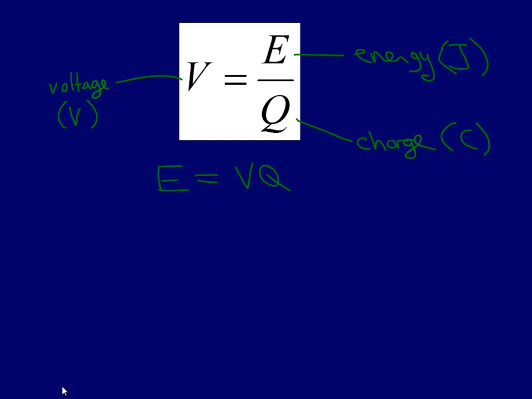What else can I get by itself? Yep. Q. Q equals, now I got to bring the V to the other side. Ooh, no, it's not V over E. Yep, it's E over V. This V is going to become a division on the other side. E over V. All right. Now we know what the symbols are. We know the different permutations. Now we just have to do some examples and pick out which equation we want to use.